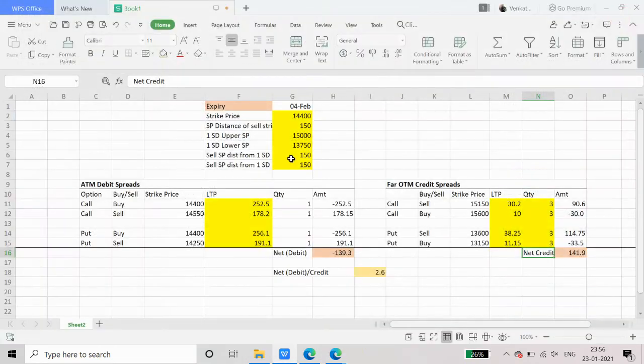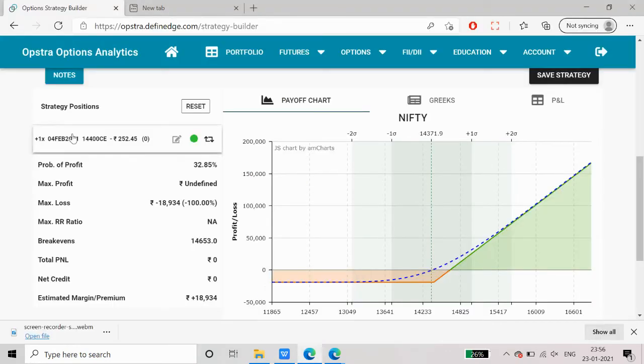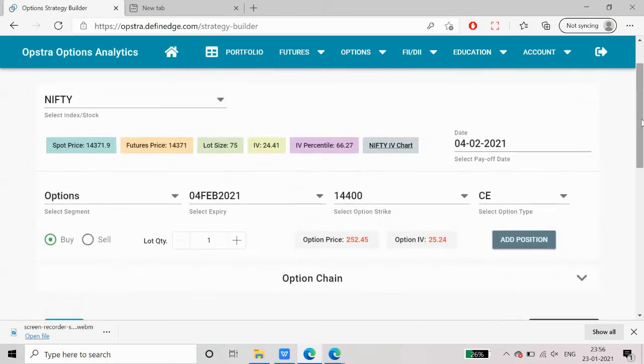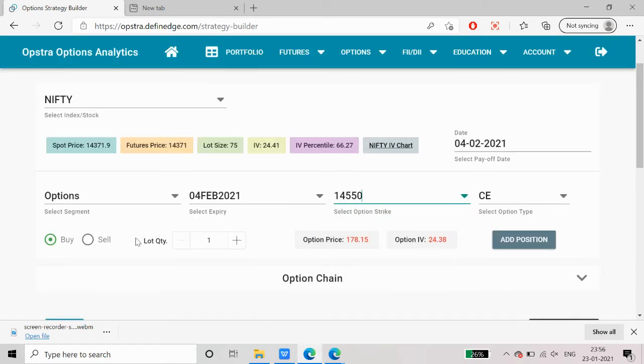Check what break evens we are getting. So I go back. I have already added the call. First I will place the debit spread. So 14,400 and 14,550 is what we'll have to sell, right?